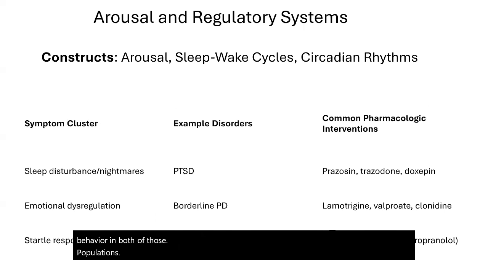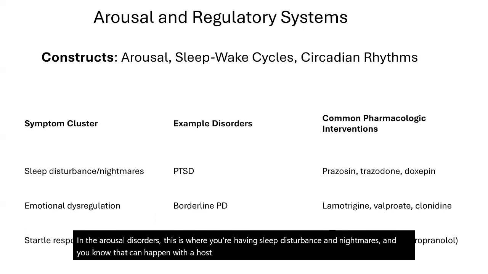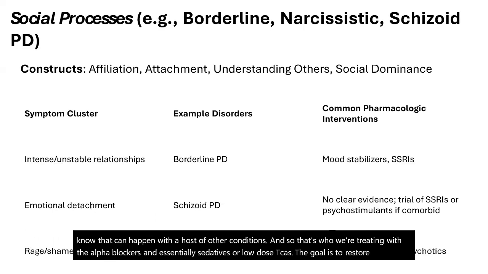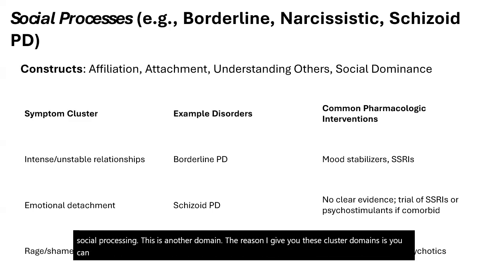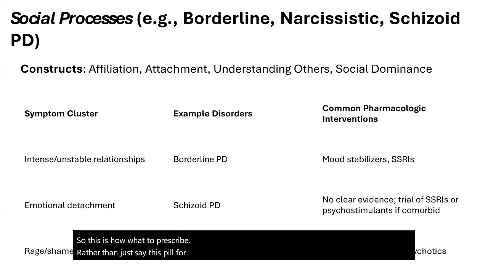In the arousal disorders, this is where you're having sleep disturbance and nightmares, and you know that can happen with a host of other conditions. And so that's who we're treating with the alpha blockers and essentially sedatives or low-dose TCAs. Goal is to restore sleep. Social processing, this is another domain. The reason I give you these cluster domains is you can then organize in your mind, where are they manifesting symptoms from? So this is how you know what to prescribe, rather than just say this pill for that disorder.